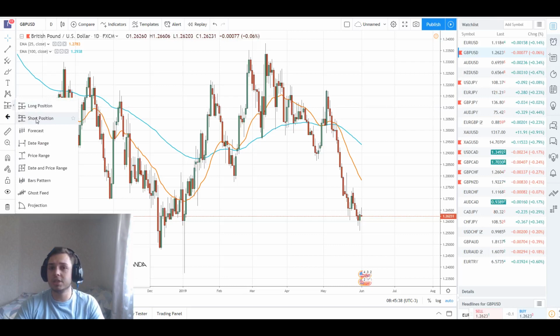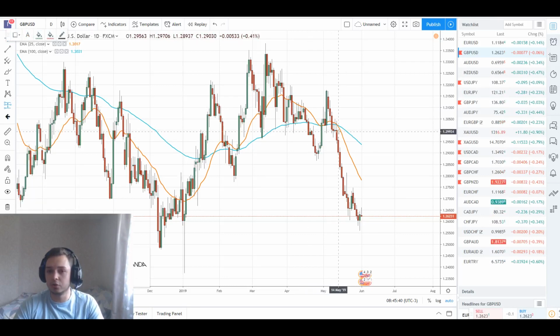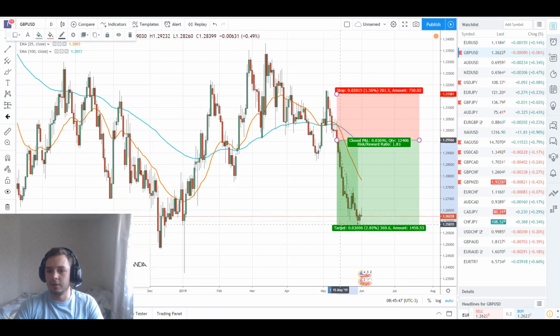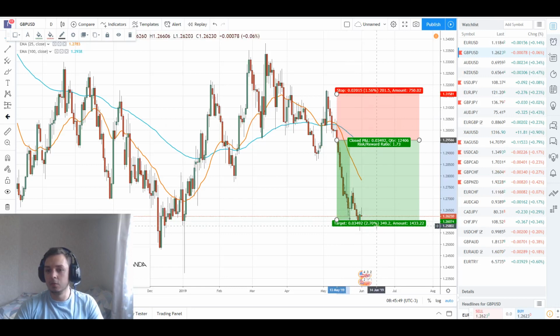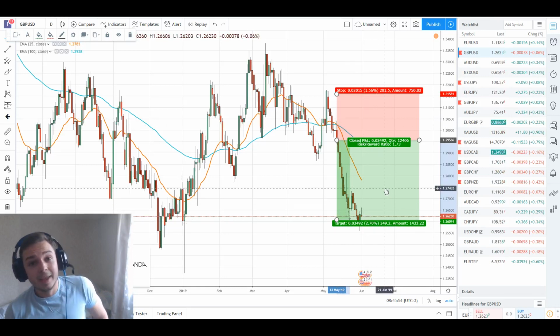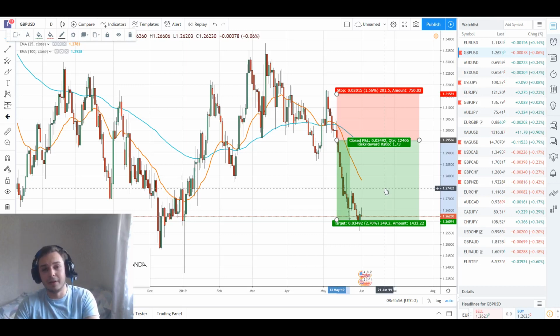Let's just calculate it. On the short trade, let's say the crossover was over here, so let's say this candle. If you would have entered this sell trade, you would have made 349 pips profit. This is a lot of money. This is seriously very much money.